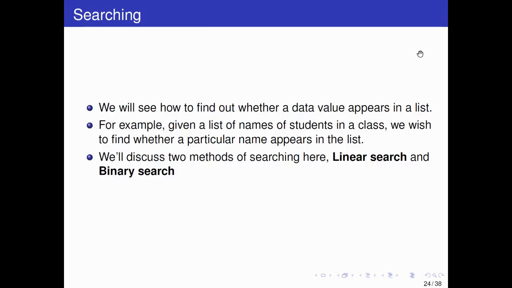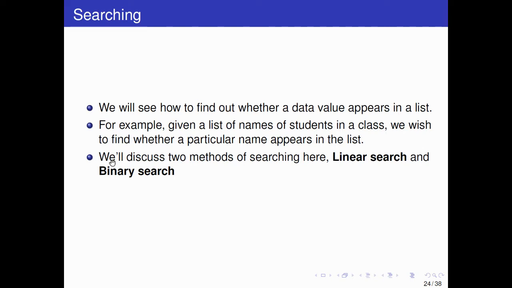So searching, let's see what is here. We will see how to find out whether a data value appears in the list. You will have a given list and you will check whether that value is available there or not. If it is available, then you have to search at which position it is. For example, given a list of names of students in a class, we wish to find whether a particular name appears in the list. This book takes the example of a list where the elements are names, that's why they are talking about names. You may take numbers also, and check whether that number appears in the list or not.